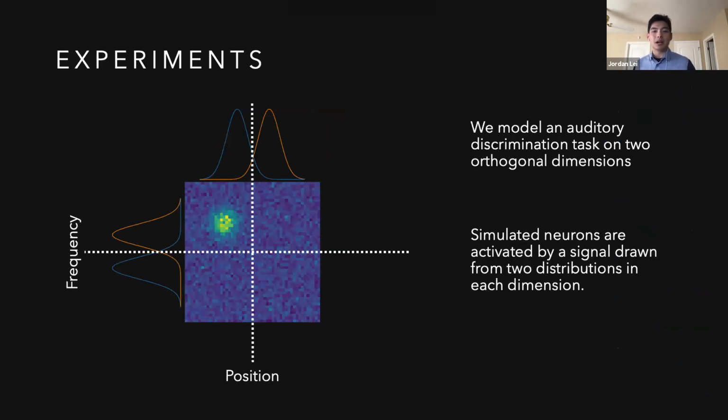That brings me to the experiments. So here we model an auditory discrimination task on two orthogonal dimensions. You can think of them as position and frequency, for example. Simulated neurons are activated by a signal drawn from one of two distributions in each dimension. So you can think of a high frequency and low frequency condition and a left and right position for simplicity.